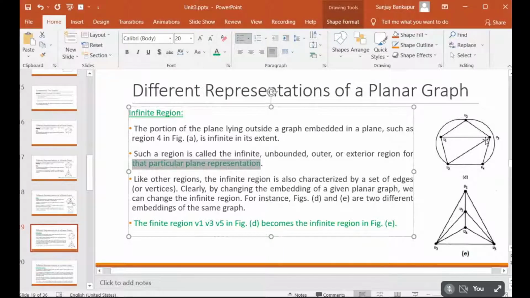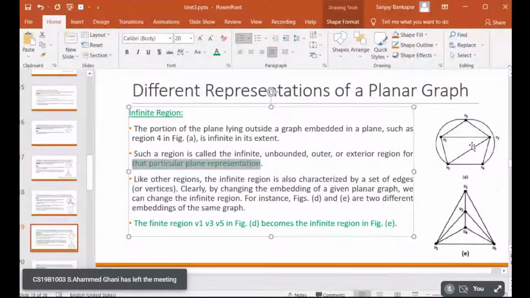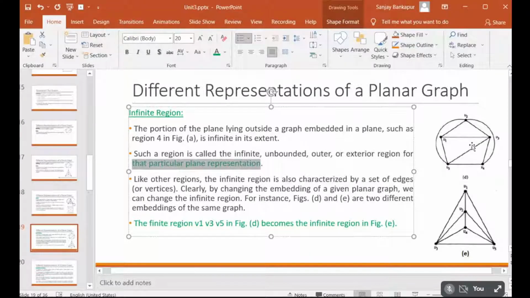Means a limited region. Similarly, if you look at the graph E, v1, v3, v5 become almost the outside of all the embedding, and the region it belongs to is the exterior region or infinite region. So the region which is finite here becomes infinite in the other, even though both are planar graphs, right? We can embed both; they are isomorphic graphs. What's the difference? Why have the regions changed from finite to infinite? It is mainly because of the different representation, or a particular plane representation.